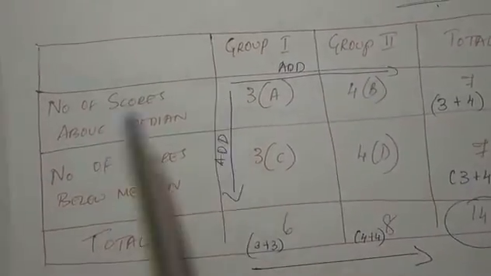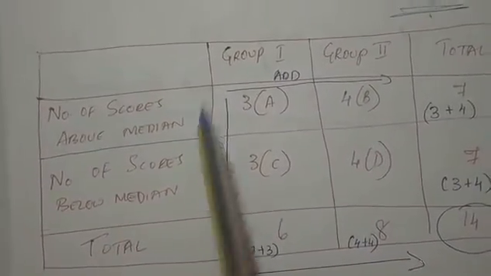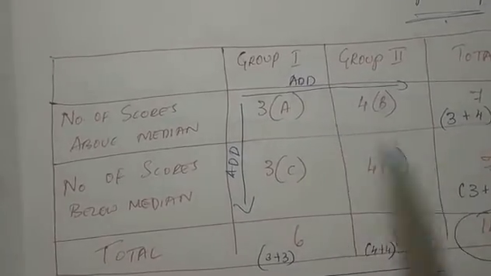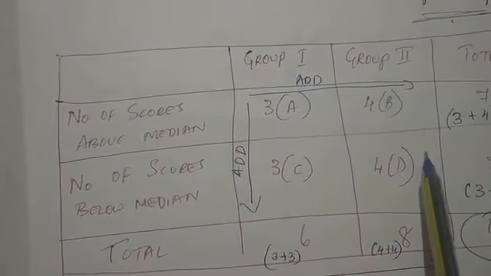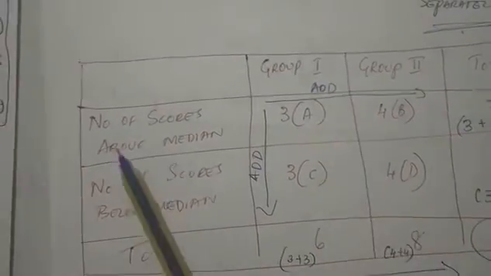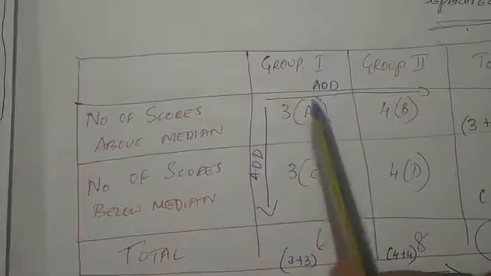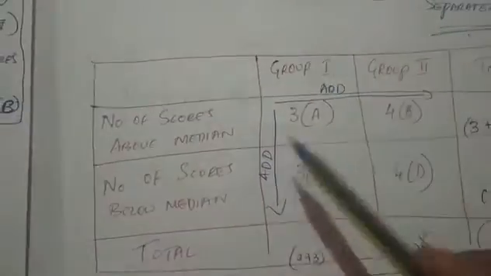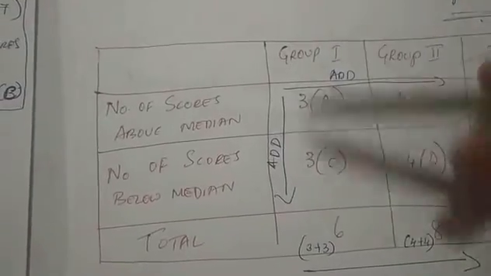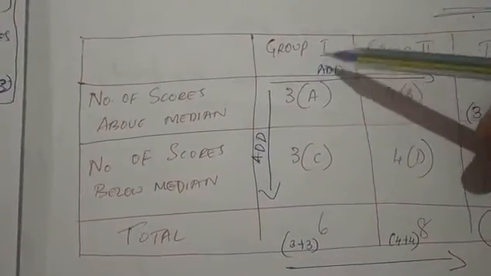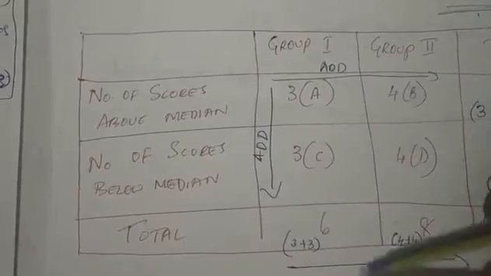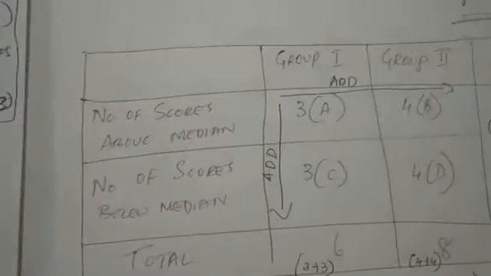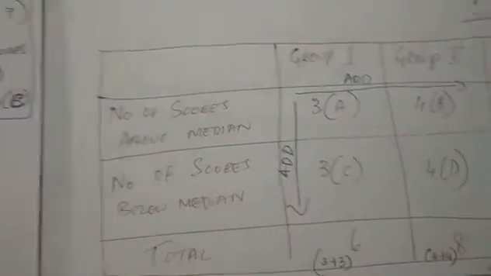That is number of scores above the median. This ABCD is constant as per the formula. ABCD, do not change the order. So now under group 1, number of scores above the median has to be filled here, and number of scores below the median have to be filled here. We will first complete the column for group 1, then we will move on to fill the column for group 2. So we have to find number of scores above the median.